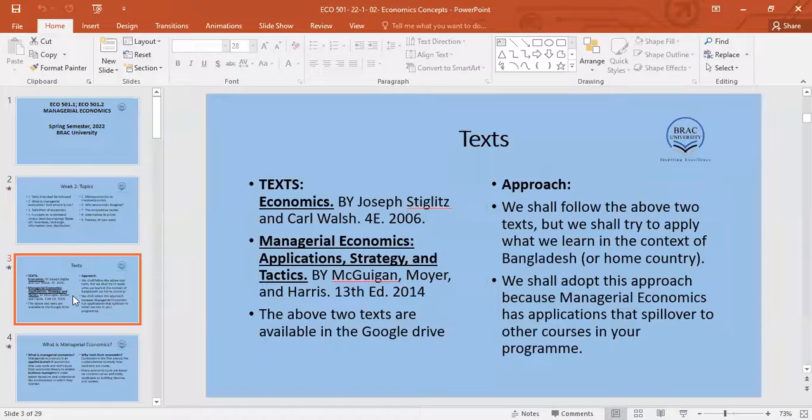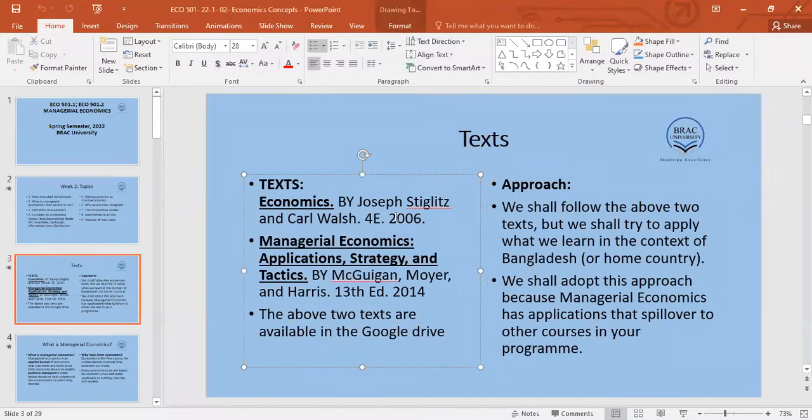The texts, both of these texts, Economics by Joseph Stiglitz and Managerial Economics: Application, Strategy and Tactics by McGuigan, Moyer and Harris, both of these texts are available in the Google Drive. So if you haven't checked now, you can check it later when you can. And as far as I remember, most of these textbooks' separate chapters have also been shared as PDF.